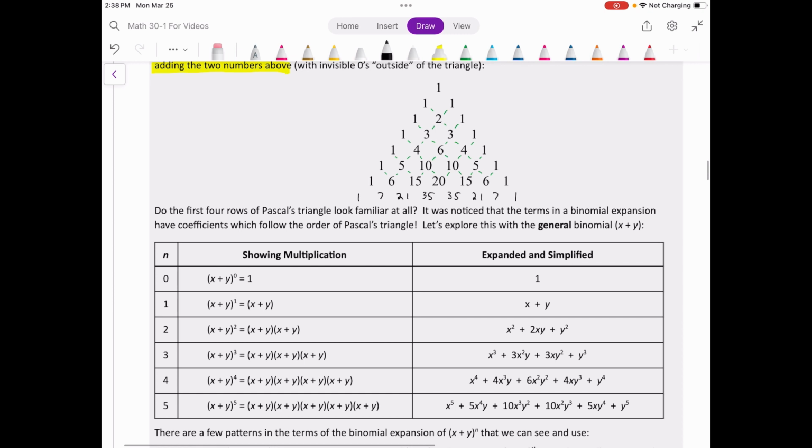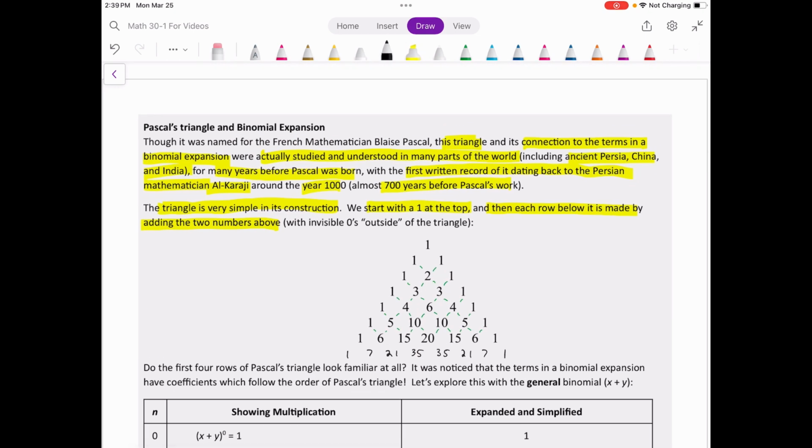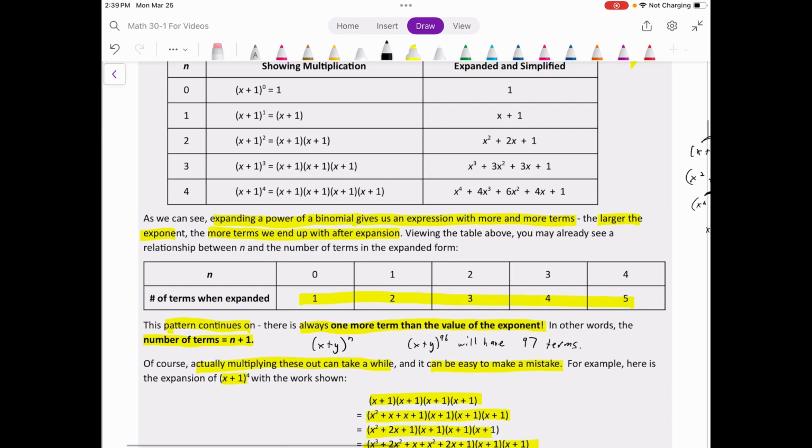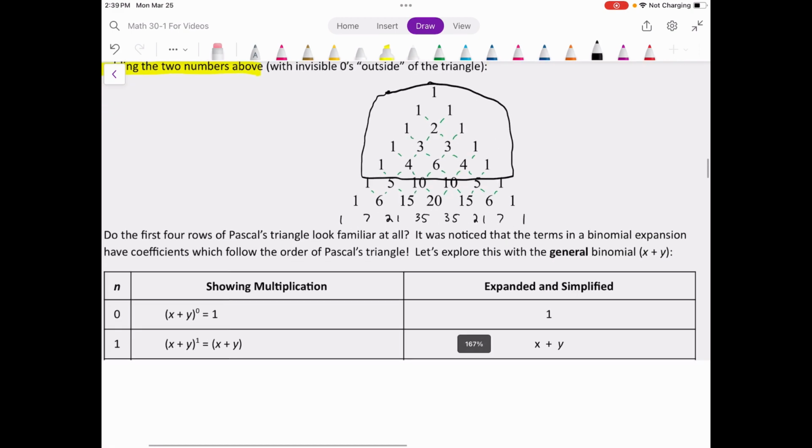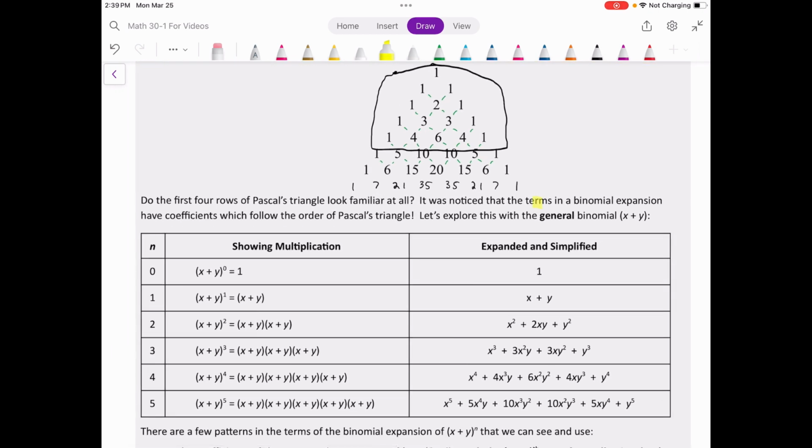Okay? Now it asks us here, do the first 4 rows of Pascal's triangle look familiar at all? So these are the first 4 rows right here. We've got 1, 1, 1, 1, 2, 1, 1, 3, 3, 1, and then finally 1, 4, 6, 4, 1. Do those numbers ring a bell? Cool, right? Okay, so this was noticed. It was noticed that the terms in a binomial expansion have coefficients which follow the order of Pascal's triangle.